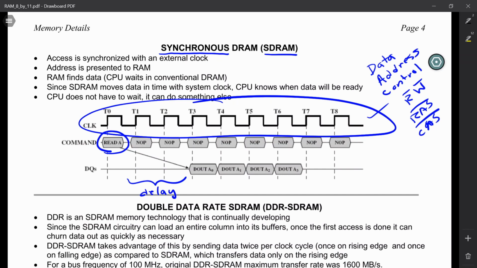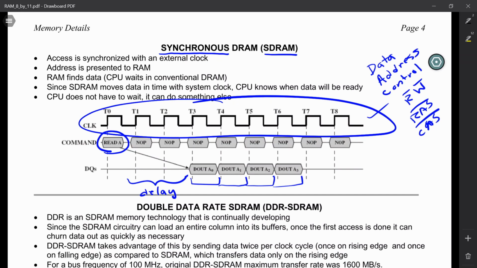But this is where the clock becomes incredibly important. Once I've got the data, I'm going to tell you I've got the data. And then with every clock pulse that you send me, I'm going to give you the next piece of data. Give me a clock pulse, I'll give you the next piece of data. And that is the synchronous part.